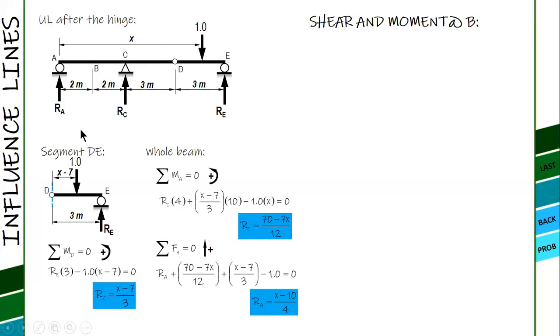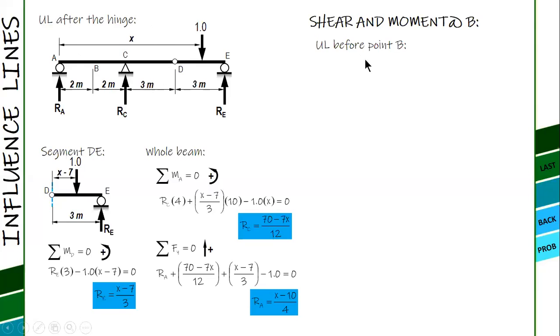So, how do we do this? Since our function is shear and moment at B, in the influence line we will cut at point B. The condition is this: unit load before B, one equation. Another equation, unit load after point B, but before the hinge. And then the third one is the unit load after the hinge. Those are the conditions.